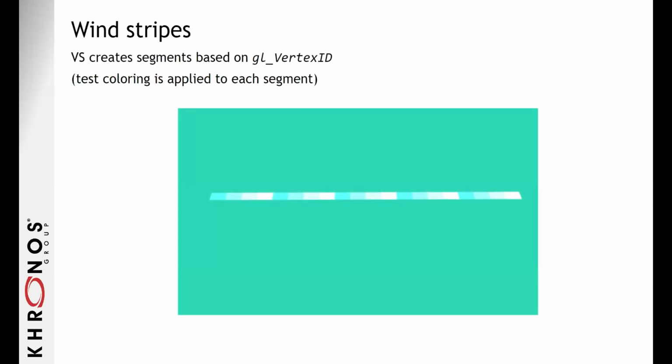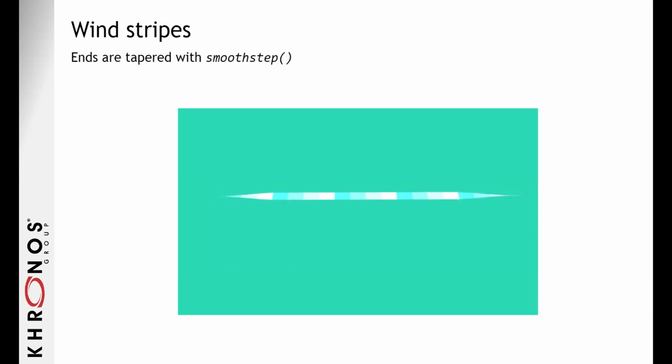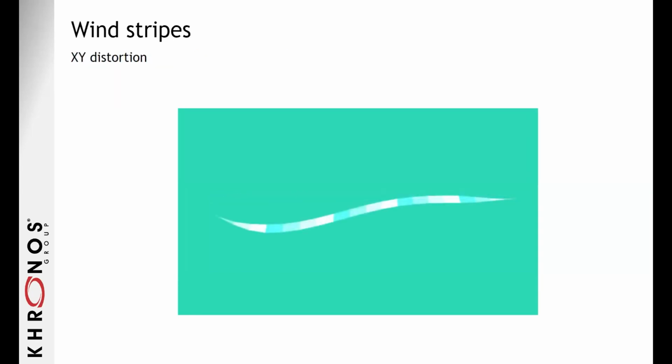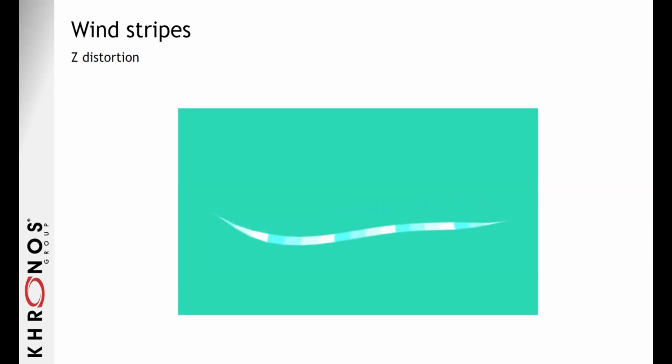So let's take a look at this short 20 segments wind stripe with some test coloring of segments to clearly visualize geometry. The vertex shader generates vertex positions based on gl_VertexID. Both ends are tapered with a simple smoothstep. Then a distortion in the XY plane is applied, and distortion in the Z direction is applied. Here's the final result without test coloring.